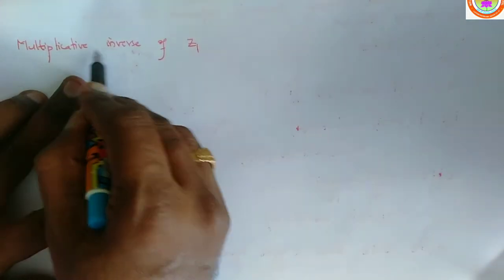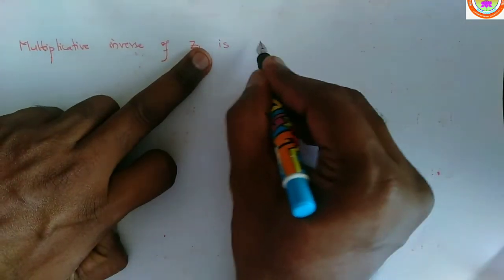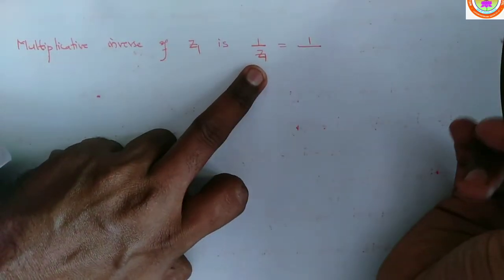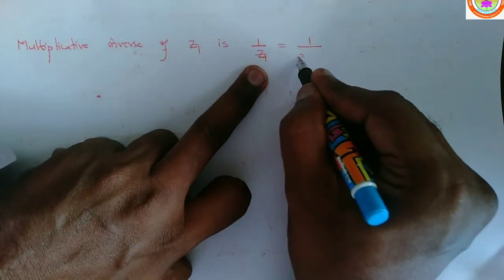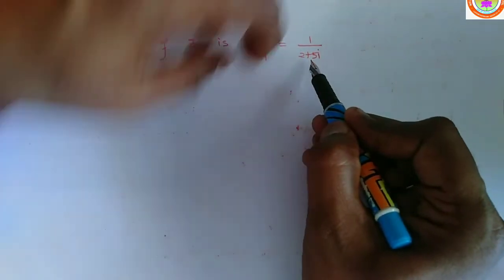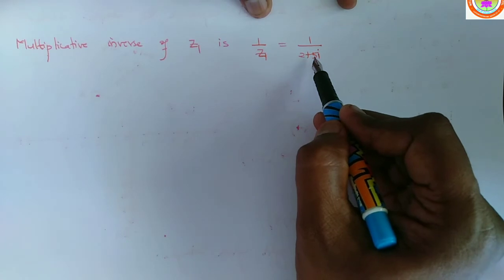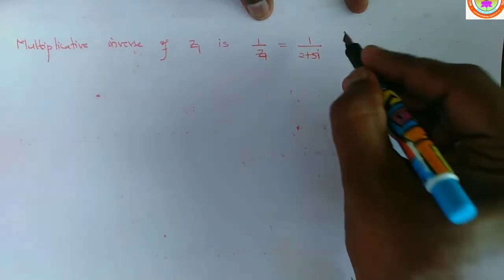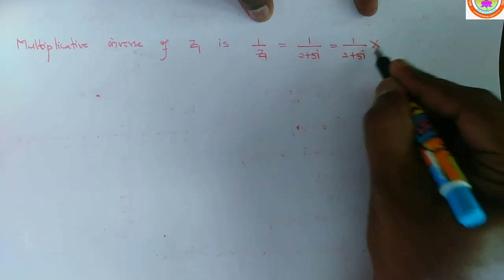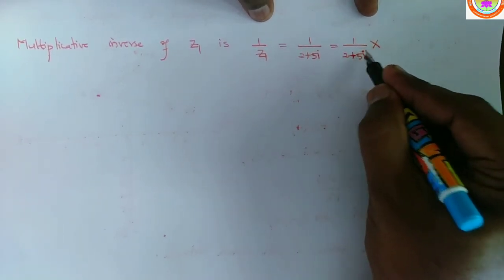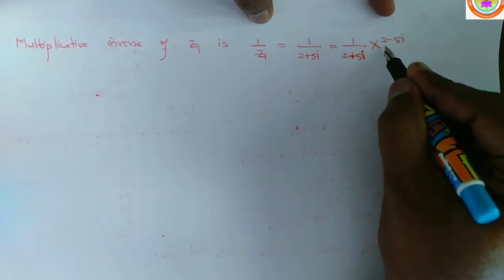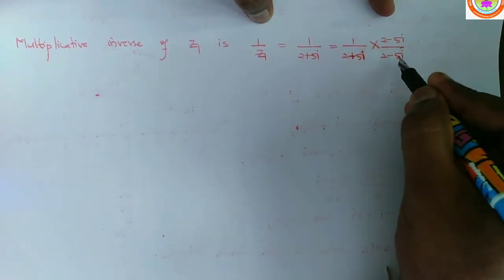You know, multiplicative inverse of z1 is 1 by z1, nothing but 1 divided by 2 plus 5i. I have already told you the complex number should not be present in the denominator. Always the complex one should be in the numerator, that is the correct form. So you need to conjugate 2 plus 5i. The conjugate changes plus i to minus i, giving 2 minus 5i divided by 2 minus 5i.